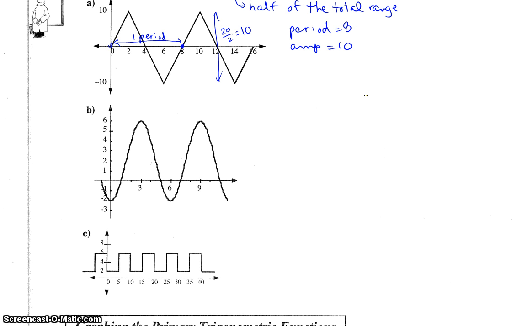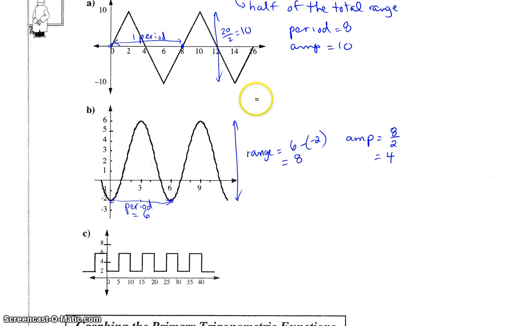So pause your video and see if you can figure out the period and the amplitude of the next function. All right, pause your video. Okay, so did you get that the period was equal to 6? The length of one cycle horizontally is 6 from there to here. And the total range was 6 minus negative 2, which was 8, and therefore the amplitude would be half of that. So 8 divided by 2 is 4. So there's our amplitude, and there's our period.